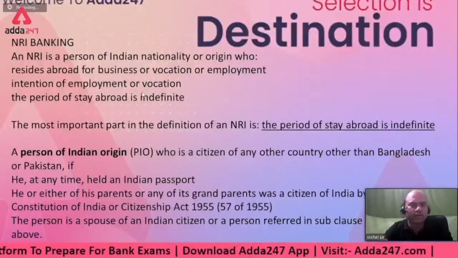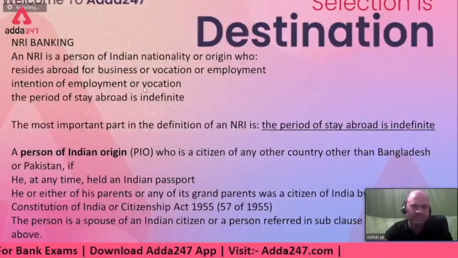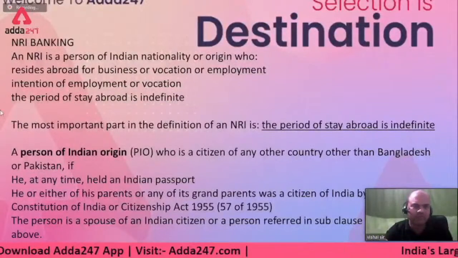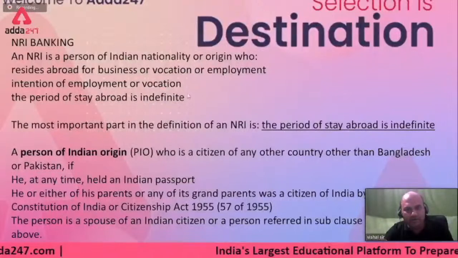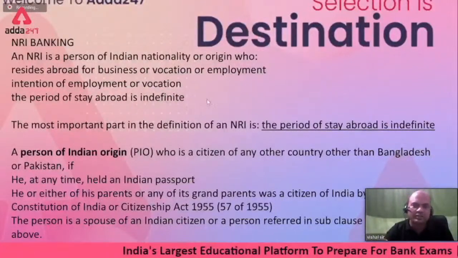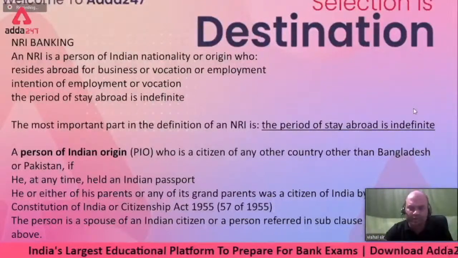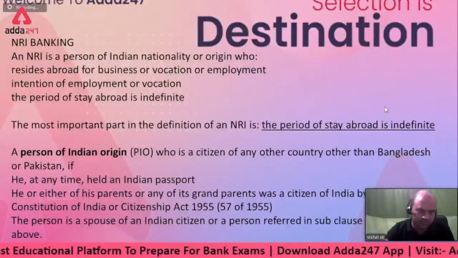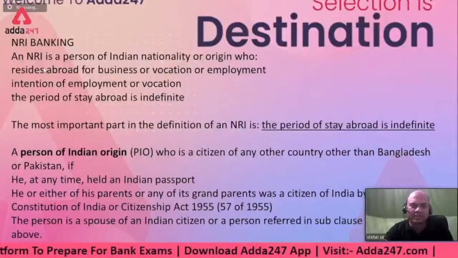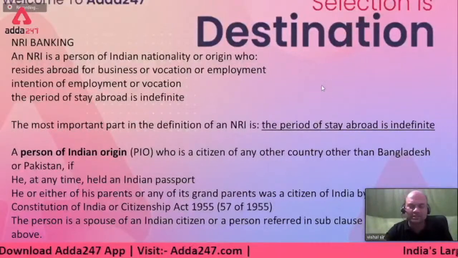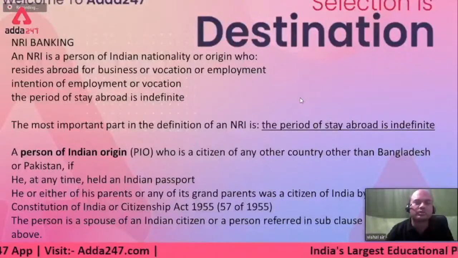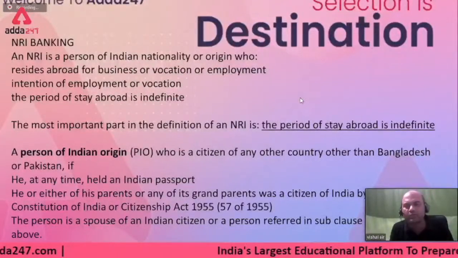With the intention of employment or vocation, basically for employment only. The period of stay abroad is indefinite. This is very important. The period of stay should be indefinite. I shouldn't know up to what time I will stay there. Now, what does this mean? If I don't know up to what time I'll be staying there, then what should be the minimum or maximum criteria for that?